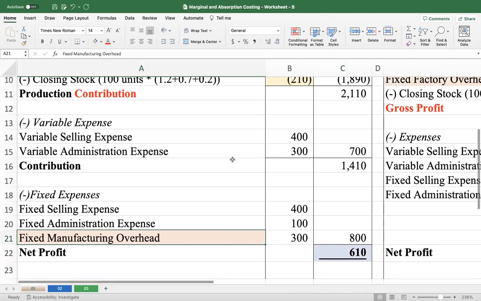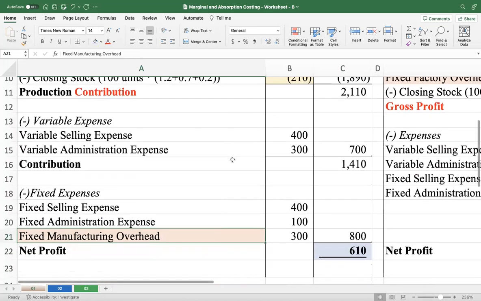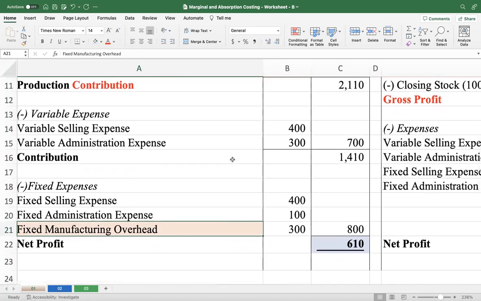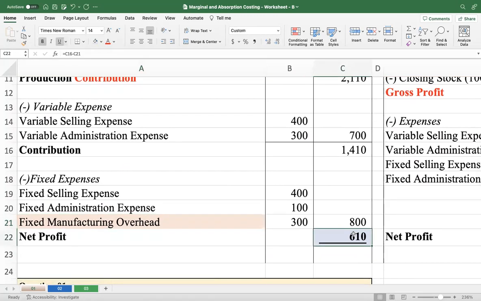How did we get the net profit? We deducted all the total and variable expenses from sales. First, we deducted the cost of goods sold from sales. And then we took the other variable expenses and deducted all the variable expenses from the sales. Then we got the contribution. After that, we take all the fixed expenses and deduct them from the contribution. Once you deduct the fixed expenses from contribution, you get the net profit as 610, which means 610,000, right?